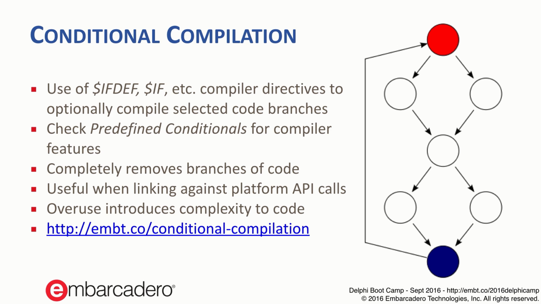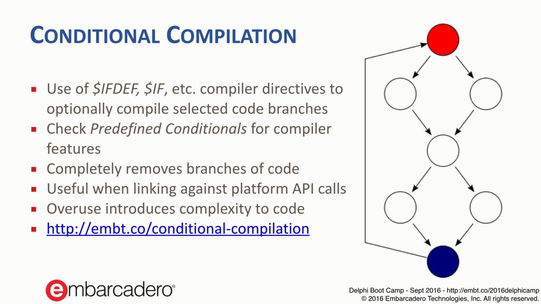So one thing about conditional defines, you can use ifdefs and ifs, compiler directives, to optionally compile code for selected branches of your code for certain CPUs, certain platforms, certain architectures. What this does is when you compile it for Android, it only compiles code for Android. And then when we compile it for iOS, that Android code's excluded, all the common code is included, and any code that's specific to iOS is compiled for iOS. So this creates different sets of code for each platform. This is, like I said, useful for linking when you're linking against platform-specific API calls.